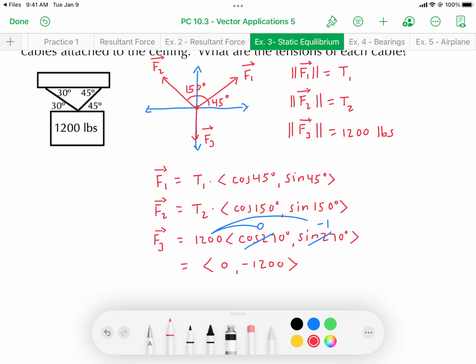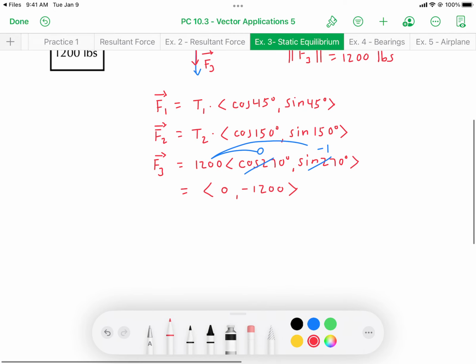All right, so I think that makes sense. If the vector's going straight down, there shouldn't be a horizontal component associated with it, and then the vertical component has to be negative, right? Okay, so once again, for the box to be in static equilibrium, these three forces acting upon it have to add up to the 0 vector. They have to result in the 0 vector.